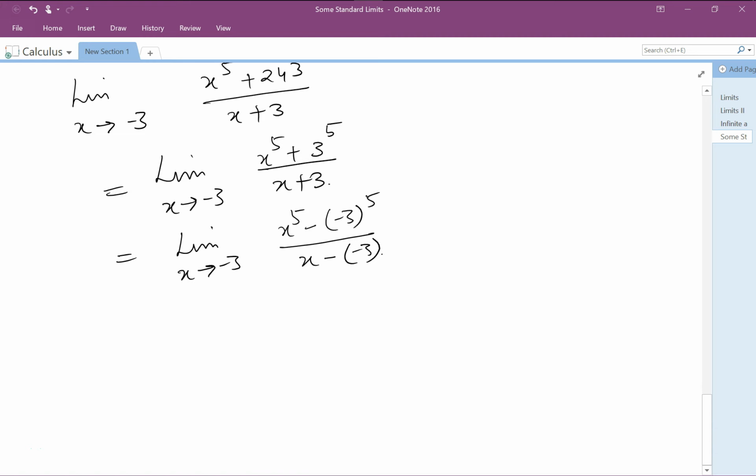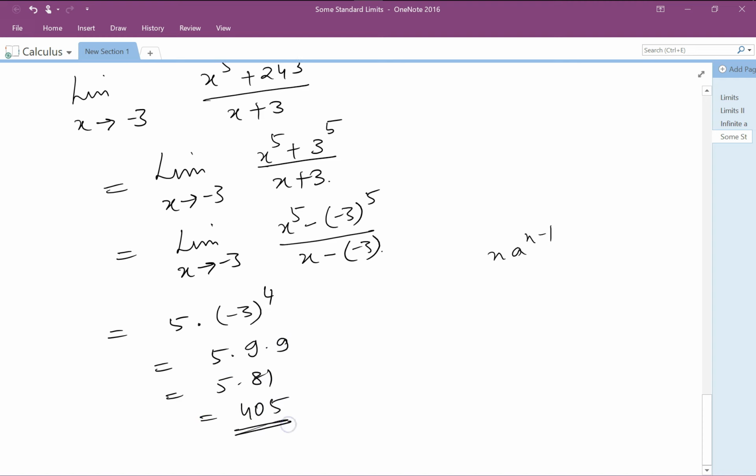Now that we have it as per our standard limit, we can take the limit. Remember, this is equal to n(a) to the power of n minus 1. Here n is what? 5 times. A is what? Minus 3 to the power of n minus 1. N minus 1 is 4. 5 times 9. 9 9s are 81. 5 1s are 5, 5 8s are 40. So 405 is the limit.